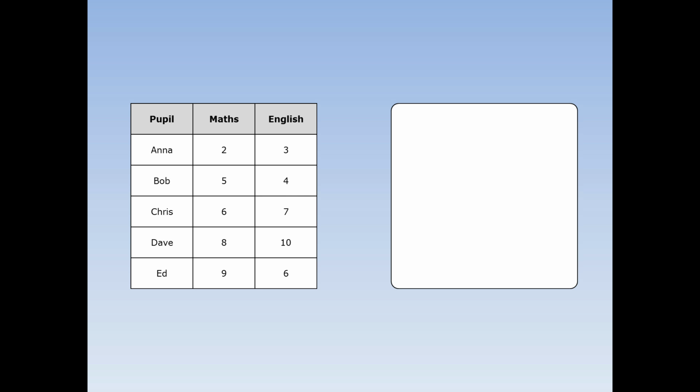The first thing I need to do is choose the scales I'm going to draw. And to do that I need to look at the smallest and highest number for each test. For the maths test, the smallest score was 2 and the highest was 9. So I'm going to choose to start at 0 and go all the way up to 10. And each box will be worth 1 mark.